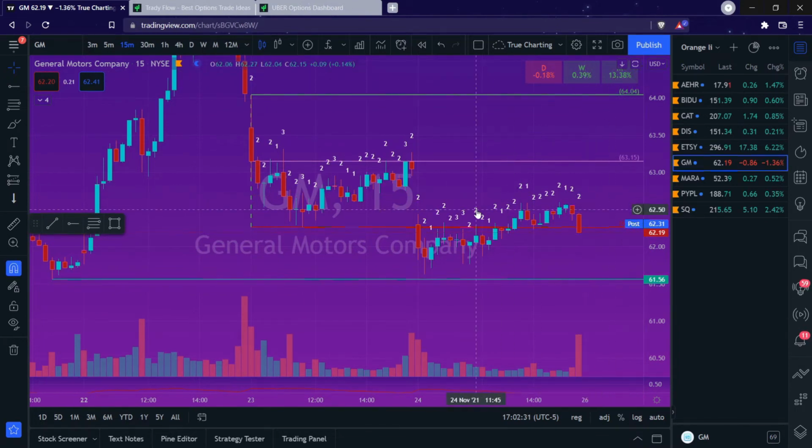We were up on the week, we're up on the month. So I was like, okay, taking it short here is a little bit higher risk. Let's go small contract size, looking for a 10% move, and that's what I got.